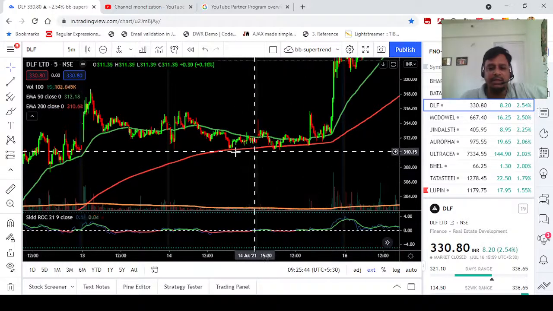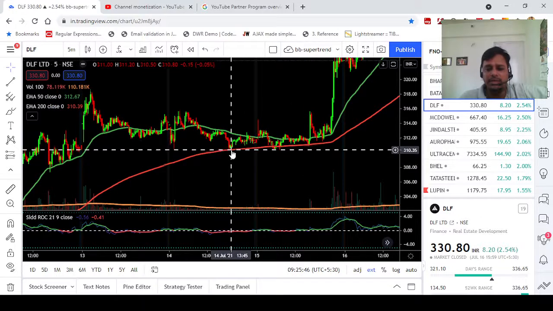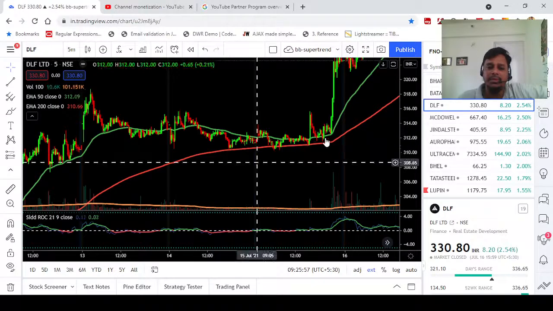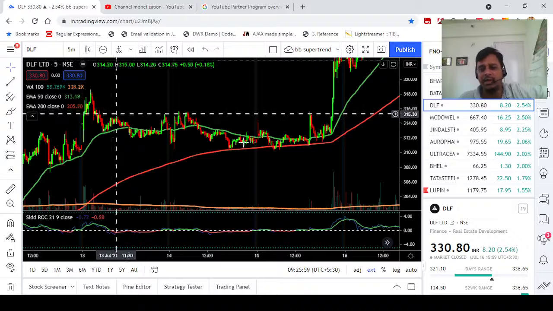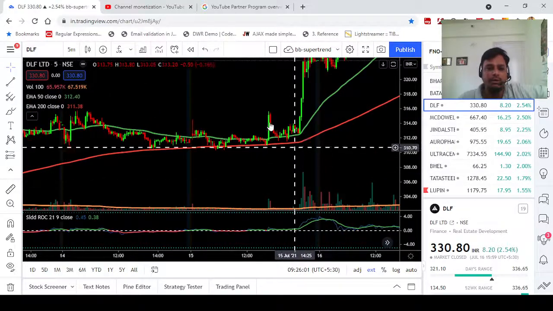But if you are trading, then what I will tell you is take very small targets and very small stop loss, like 1% target and 1% stop loss. But crisscross will happen and whipsaws will happen. So I will suggest you not to take a trade.